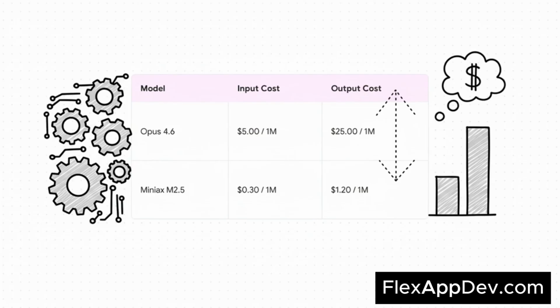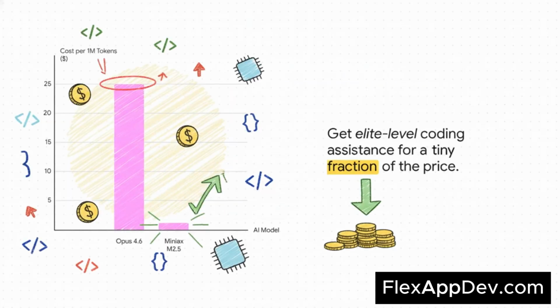Let's just put that into perspective for a minute. This table compares the default Claude Opus 4.6 model with MiniMax 2.5. In coding benchmarks, MiniMax performs incredibly well, getting you results that are right up there with Opus. But just look at that cost difference. It's not even close. I mean, look at this difference.